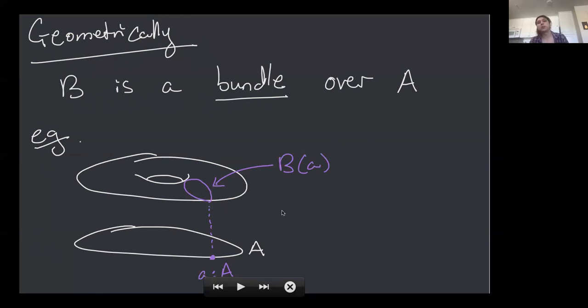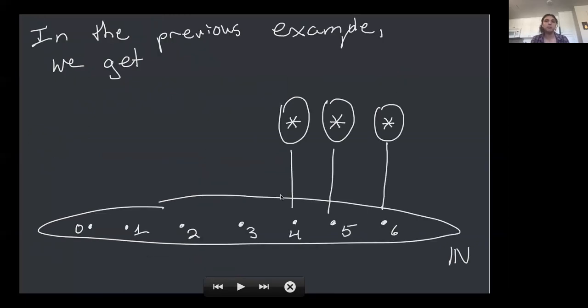And thus, this is going to be a circle bundle, and above every point of A is going to be a circle upstairs. Okay, so in the previous example, we can view it as a bundle. We can take this logical example and view it geometrically, and we get a bundle that looks like this.